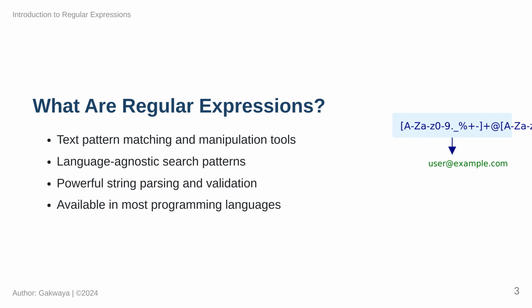Regular expressions are special text patterns that describe what we want to match in a string. Think of them as a search query on steroids. Instead of just searching for exact text, regex allows us to define patterns that can match multiple variations of text. For example, instead of searching for a specific email address, we can create a pattern that matches any valid email address. This flexibility makes regex incredibly powerful for tasks like validation, search, and text transformation. The pattern you see above is actually a regex that can validate email addresses. We'll break down how it works later in the presentation.